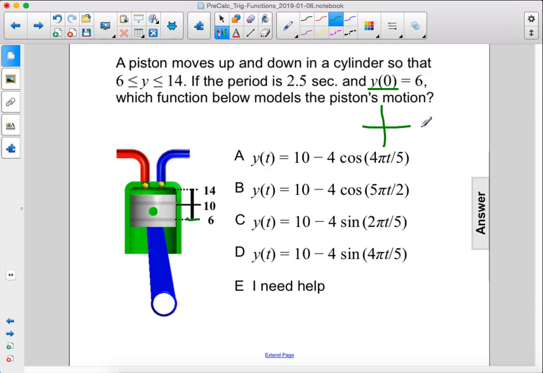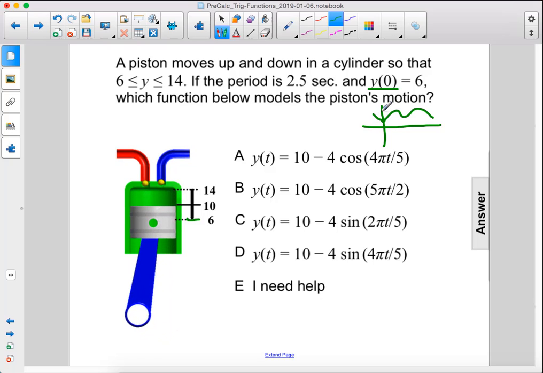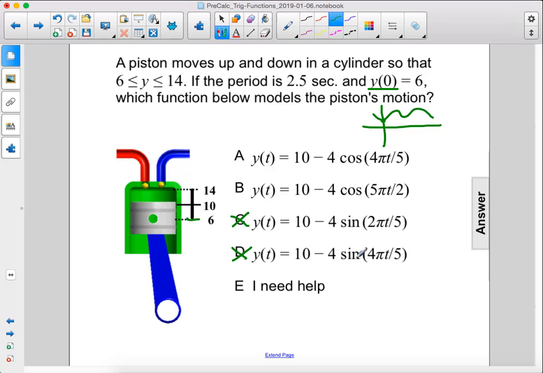which means our graph looks something like this, with a minimum on the y-axis. So the easiest way to model that is a negative cosine wave. A positive cosine wave would have a maximum on the y-axis, but if you make it a negative cosine wave, then we get the minimum on the y-axis. So I'm going to eliminate the two sine wave options.